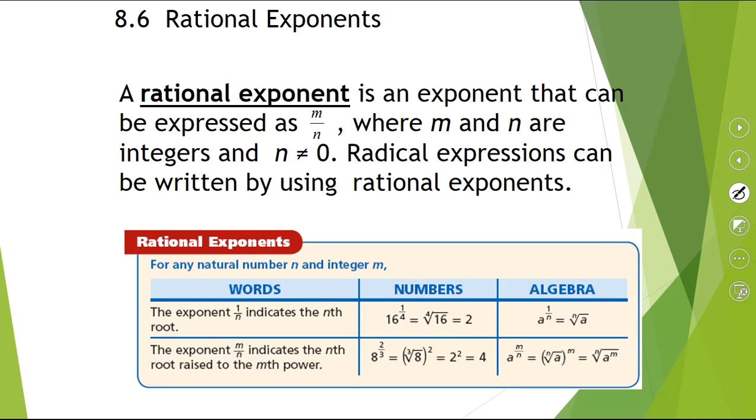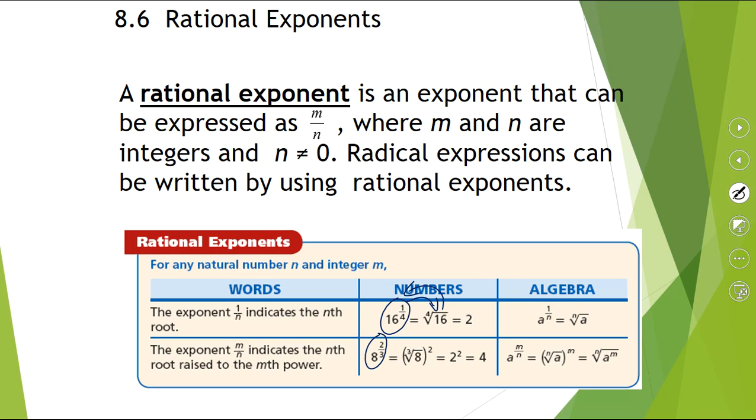So you can see an example over here, like down there, 16 to the 1/4 power, right? 16 to the 1/4 power. And 8 to the 2/3 power. We're just going to rewrite these in radical form. So write it where we're using a radical, or we can also go backwards and write it from radical form into an exponent form. So we're going to kind of interchange that there.